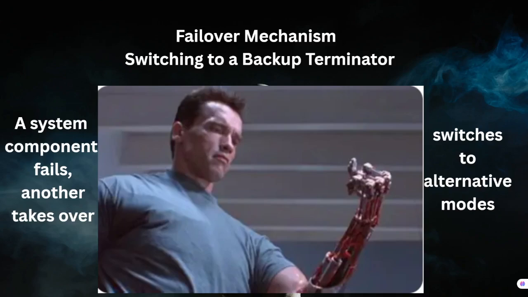If one machine stops responding, another instantly picks up the task. If a T-800 is damaged, it switches to alternative modes, limping, using one arm, etc.